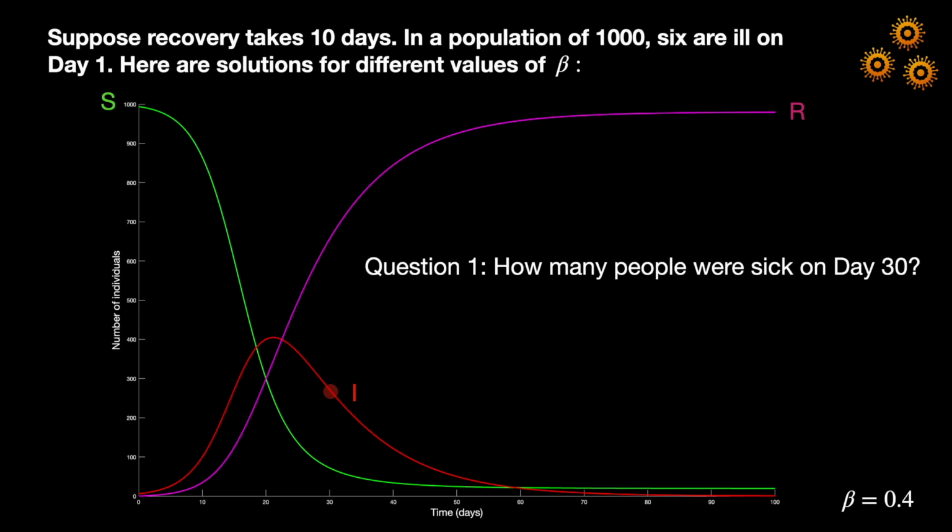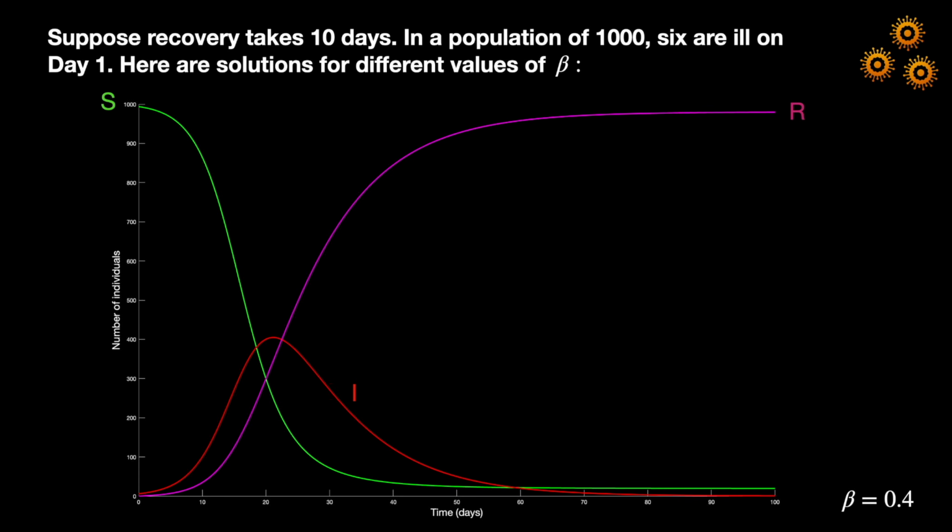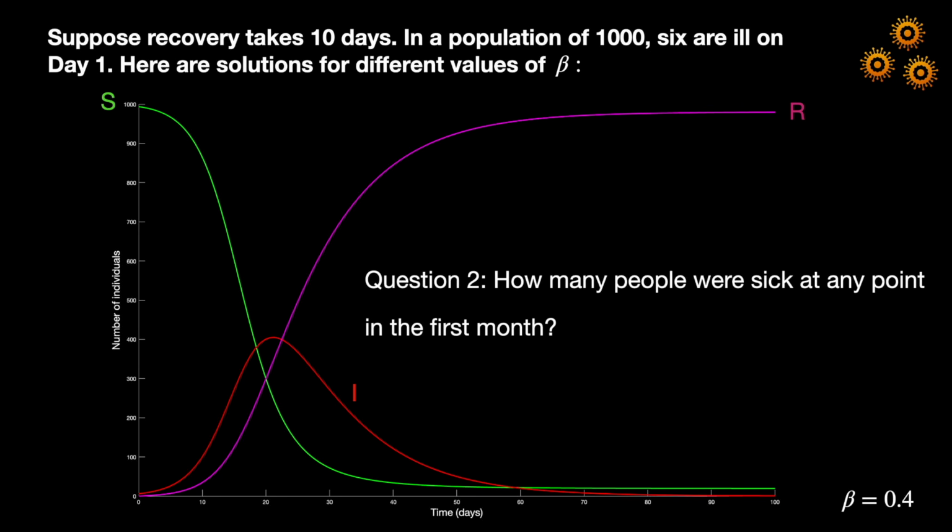And you would find that piece of information here. So whatever the value of the I population is on day 30 reflects how many people are sick on day 30. Okay, so let's say this first month that we're tracking this disease for has 30 days. My follow-up question here is how many people were sick at any point during this first month? So how would you get this information off of this graph?